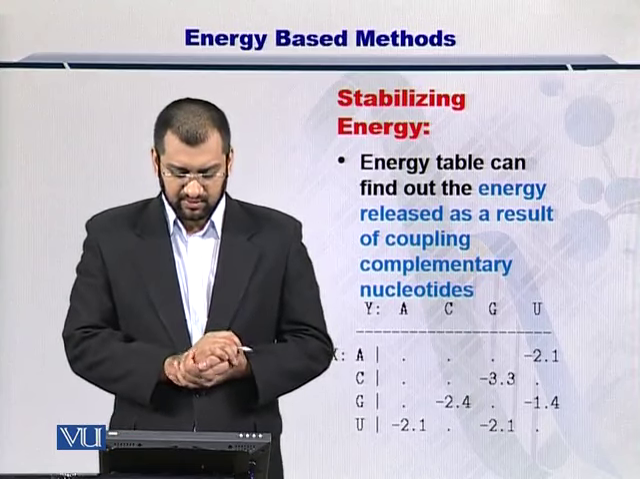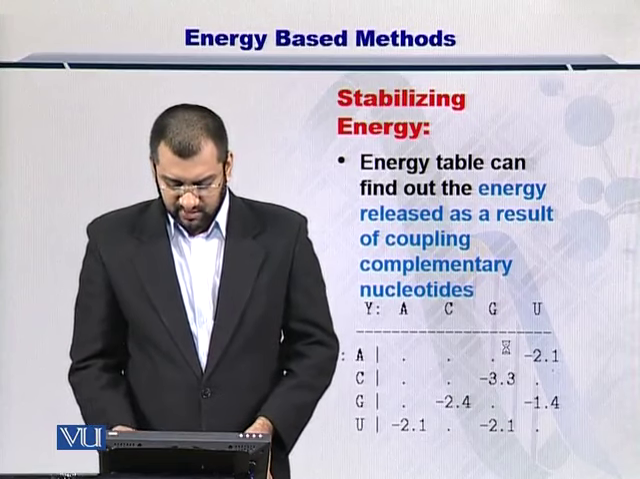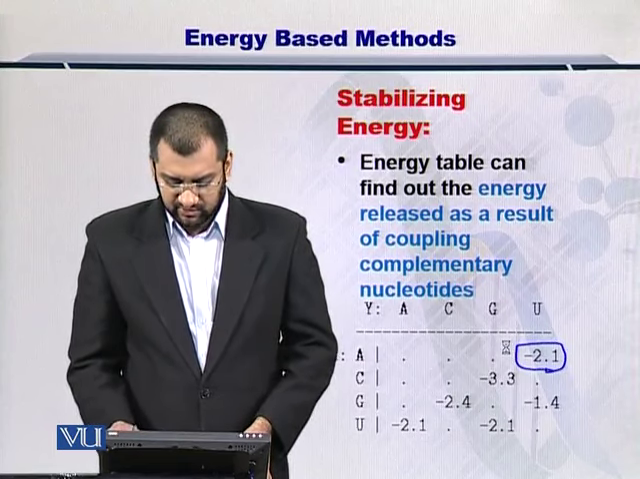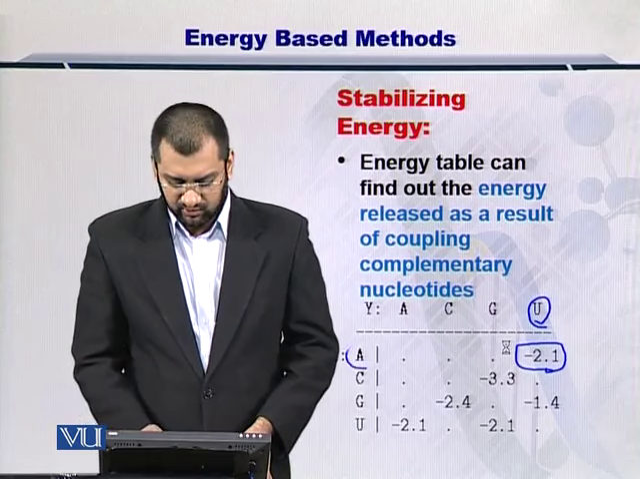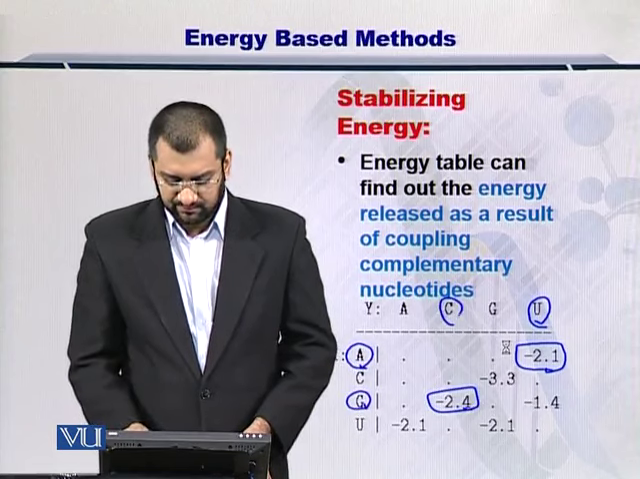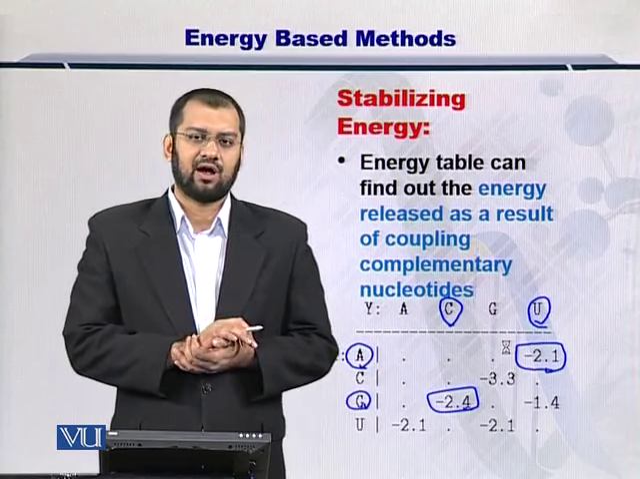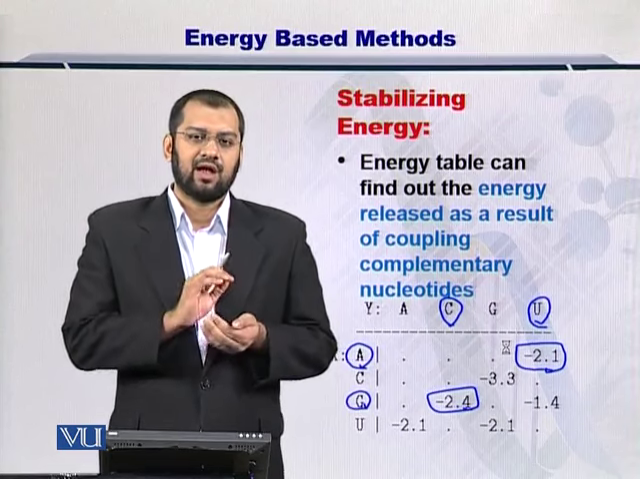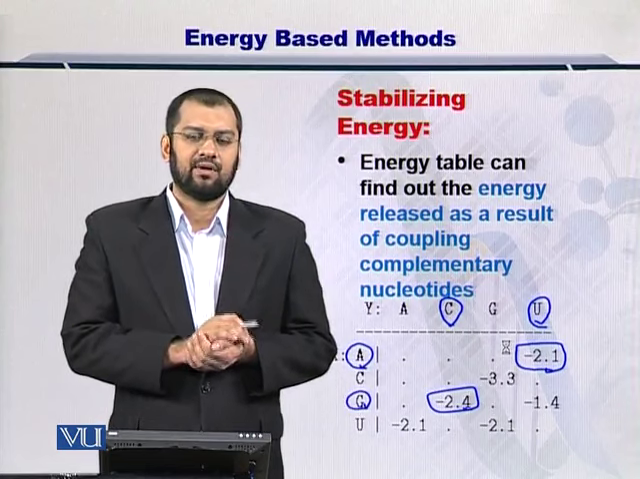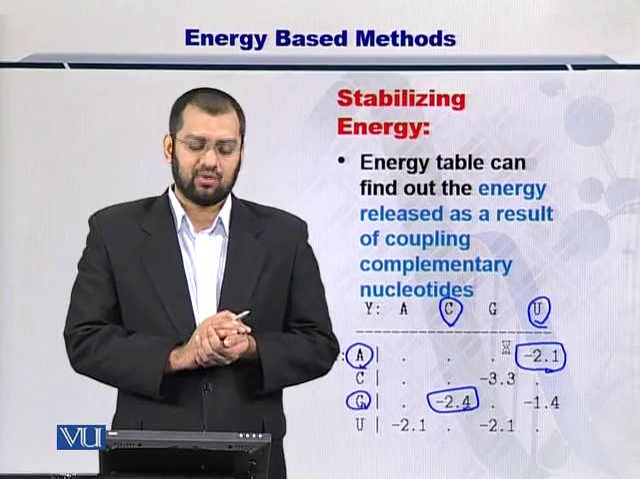The table is given for you here. Just to remind you, this is the energy that is given out as a result of coupling between A and U, and this is the energy that is given out as a result of coupling of G and C. So all you have to do is scan your entire RNA secondary structure, add all the energies up, and come at a number which will tell you about the stability of that molecule.